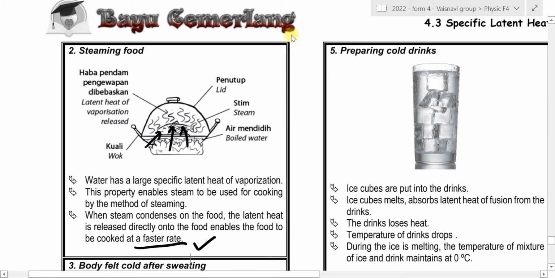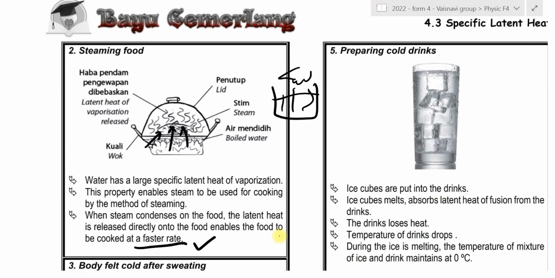ஓகே, any question about the steaming food? Condense on the food meaning? இப்போ தண்ணி கொதிக்குது, இப்போ நம்ம இங்கே கை வச்சோம்னா நம்ம மேலே பட்டு அது ட்ராப்லெட் ஆகும் தானே.